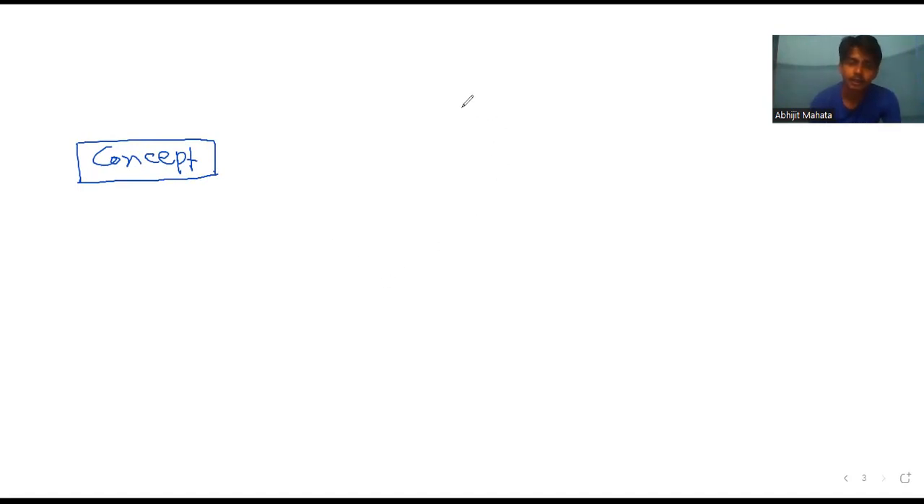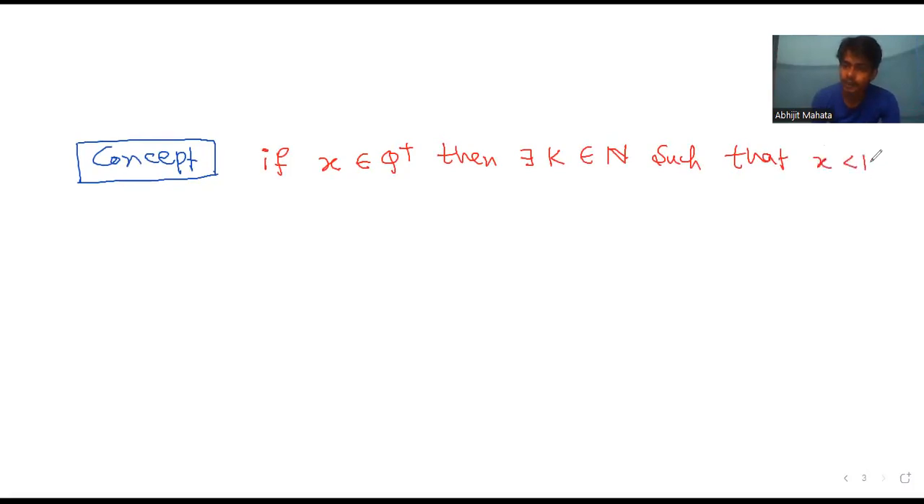What I'm trying to tell you here is this statement: if x is any positive rational number, then there exists a natural number n such that x is always less than n. The proof is very easy, you can prove it. Let me tell you how you prove this type of thing. So basically here is the proof of the statement.